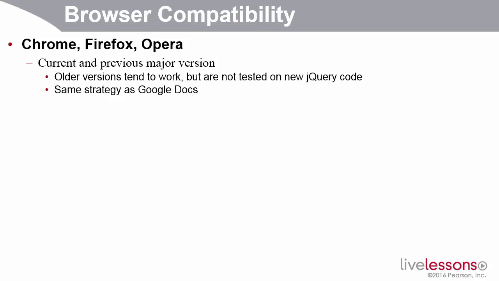So as of October 2015, jQuery says we will support the latest version of Chrome, Firefox, and Opera, and we will support the previous major version of Chrome, Firefox, and Opera. This is the same general strategy as Google Docs takes. Now, this does not mean that older versions of Chrome, Firefox, and Opera will fail in jQuery. It's just that when a new capability is released in jQuery, they will test it only in the current and previous versions of those browsers.